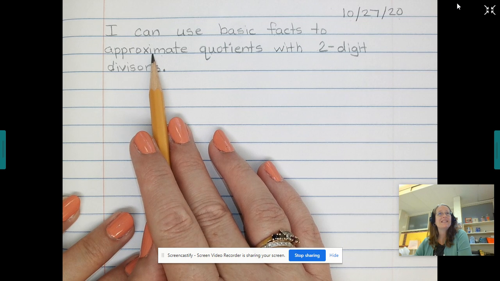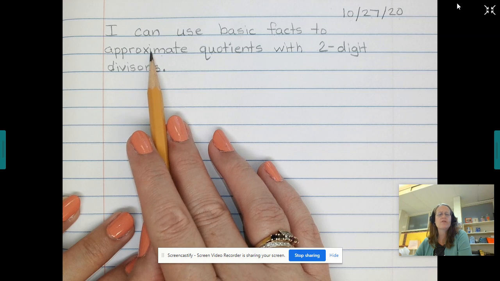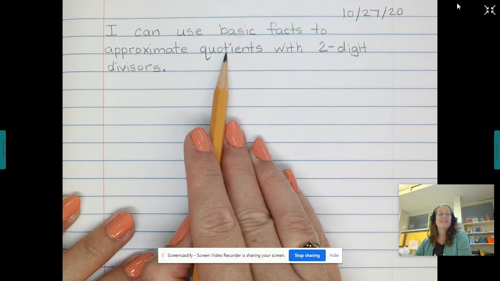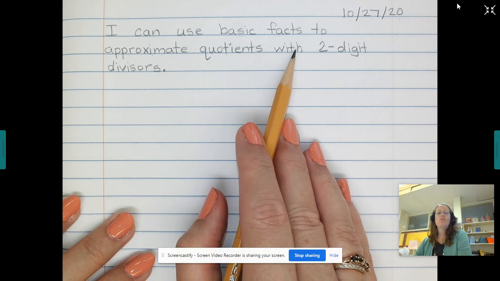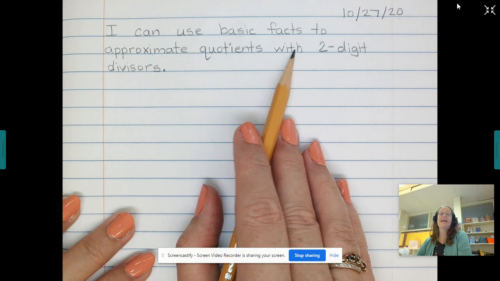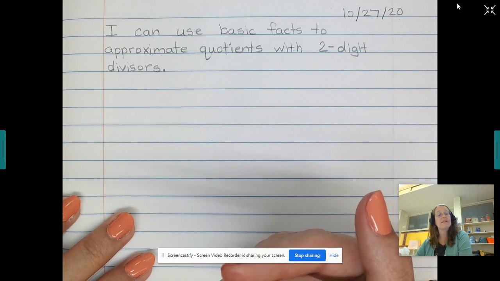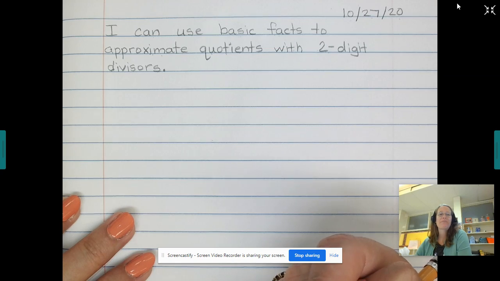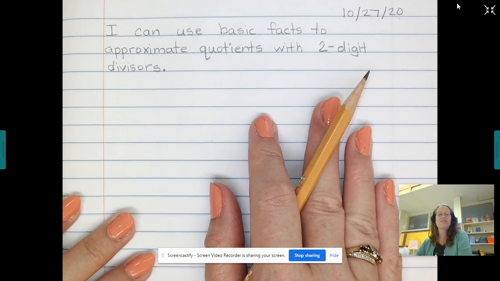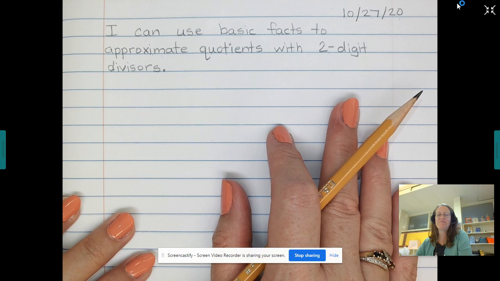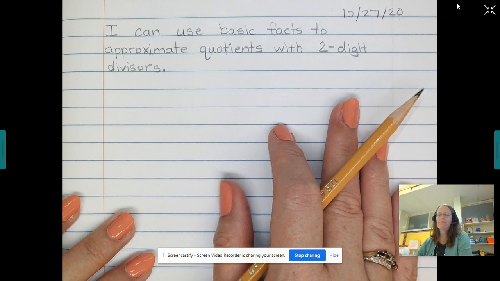Approximate means estimating or rounding. I know that there's going to be some rounding involved. A quotient is the answer to a division problem. Okay? And then we are dividing today with two-digit divisors. Earlier in the year, we divided by one-digit divisors. So today we're moving up to those 2 digits. Nothing fancy. We can do this.